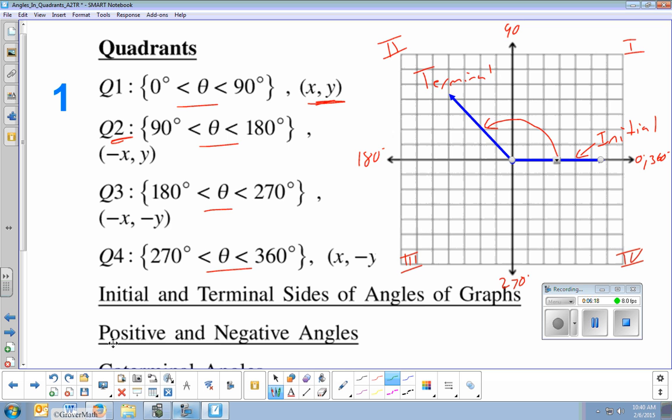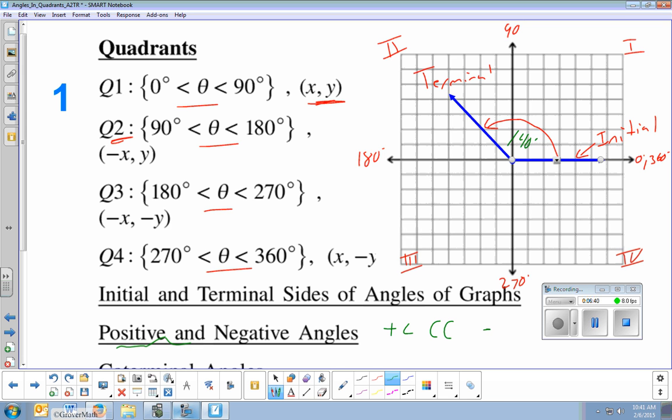But then we also have positive and negative angles. Positive angles are counterclockwise. And that's what we've been doing. Like this angle right here we drew. Let's call this a 140 degree angle. This 140 degree angle started here and went counterclockwise, the opposite way the clock hands travel.